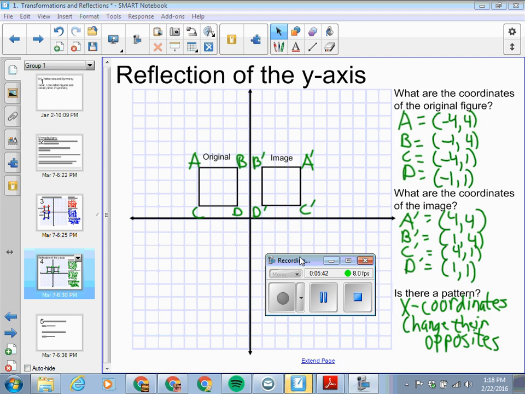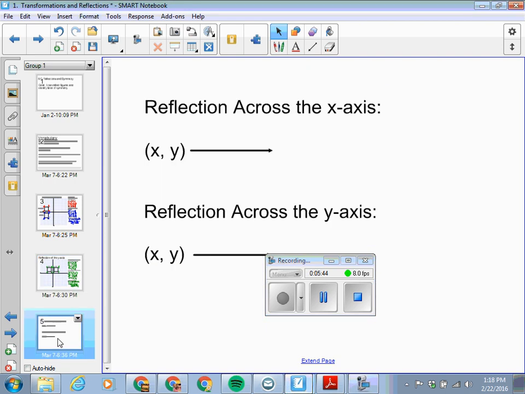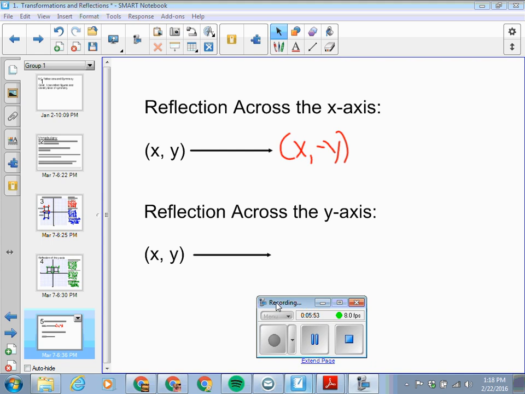So to summarize, when we reflect over the x-axis, our y-coordinate changes to its opposite. And we reflect over the y-axis, our x-coordinate changes to its opposite. This concludes your lesson over reflections and symmetry.